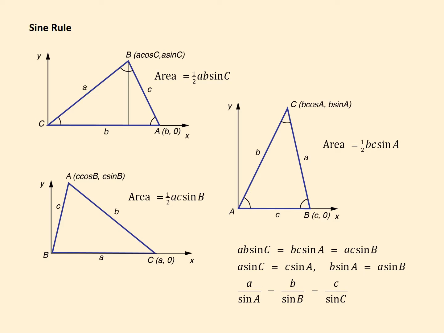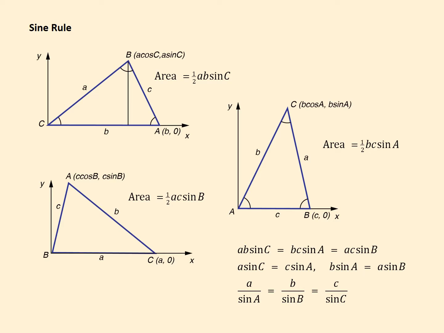In the next diagram on the right, the triangle is rotated with corner A on the origin, and it follows from that that the area is a half BC sine of A. And in the bottom left, the triangle is rotated again with a corner B on the origin, and here the area is a half AC sine B. Now it's the same triangle, and so each of these three areas is equal, from which we have that AB sine C equals BC sine A equals AC sine B.